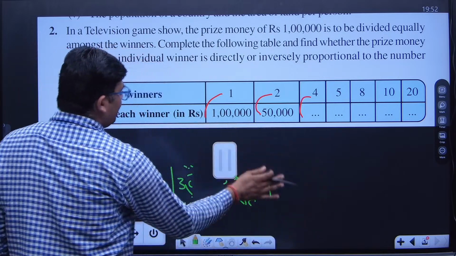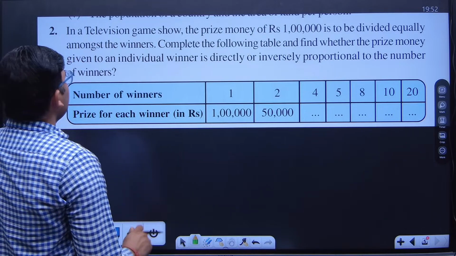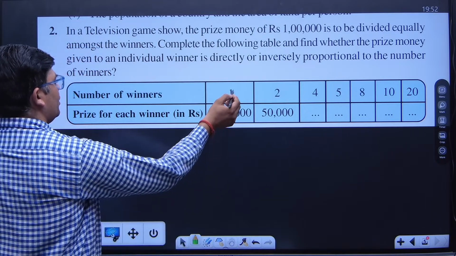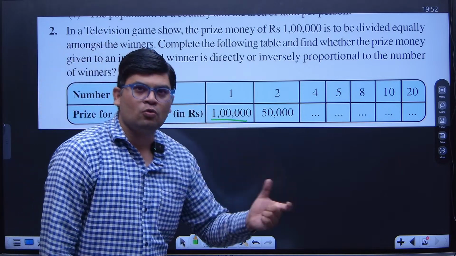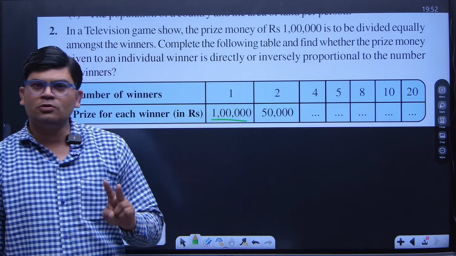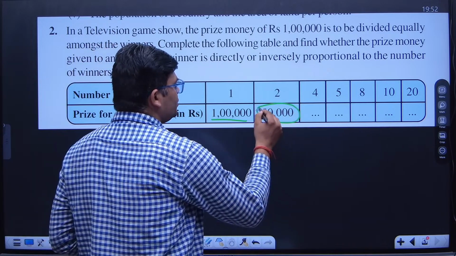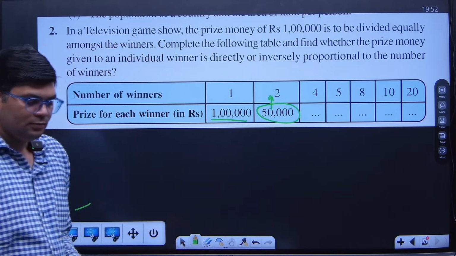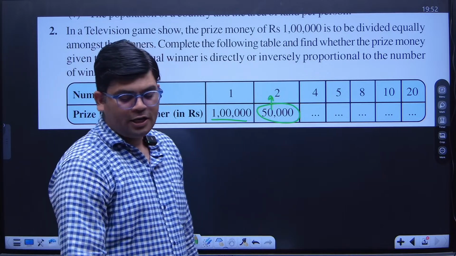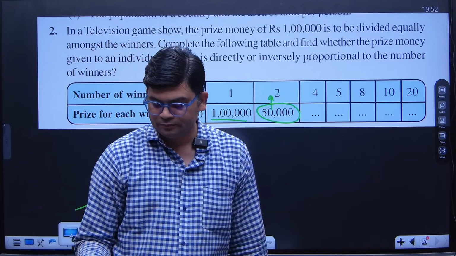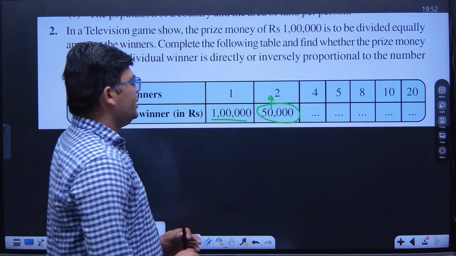Suppose you are giving 1 lakh rupees and you have only one participant. So how much money can you give? The whole amount will be given to one winner. If the number of winners is two, it will be equally distributed among the two persons. So now the amount will be 50,000, because 50,000 into 2 is 1 lakh. Now the amount has to be distributed among 4 students. Now tell me how many each person will get. 25,000. Wonderful, my dear.